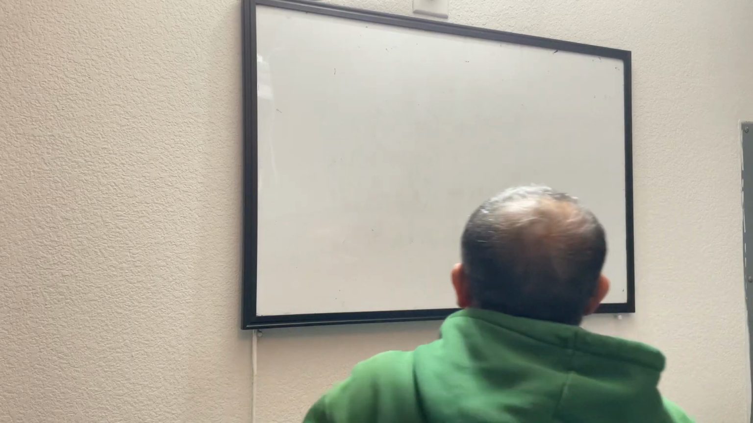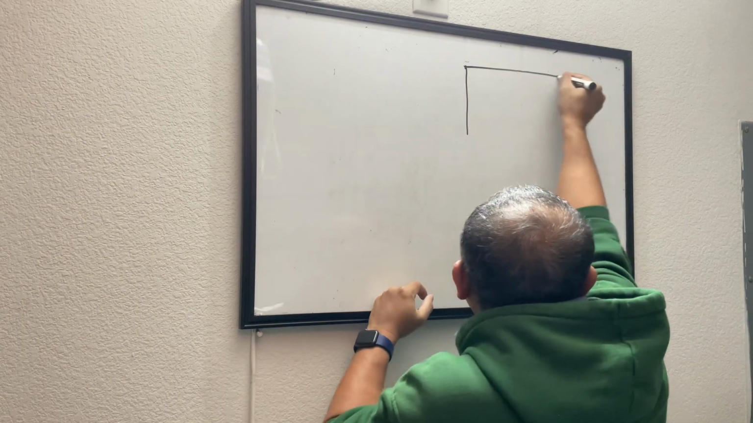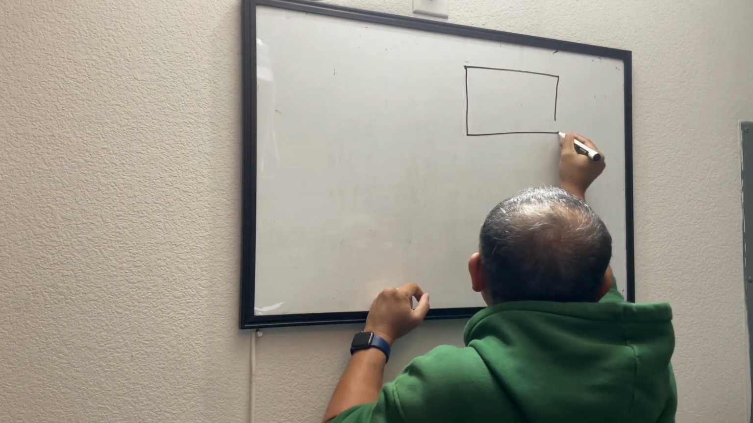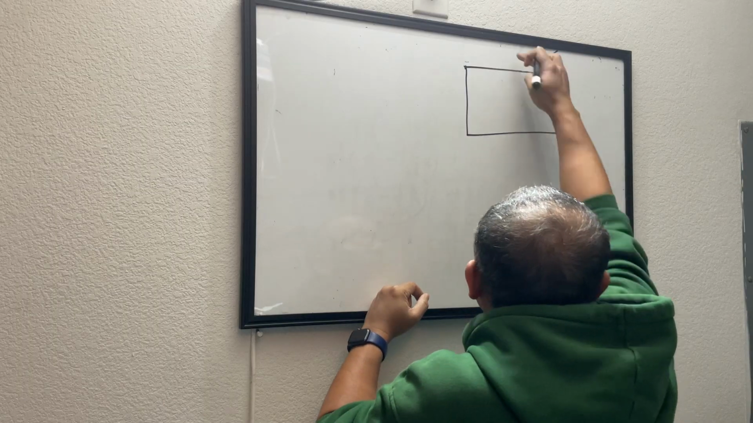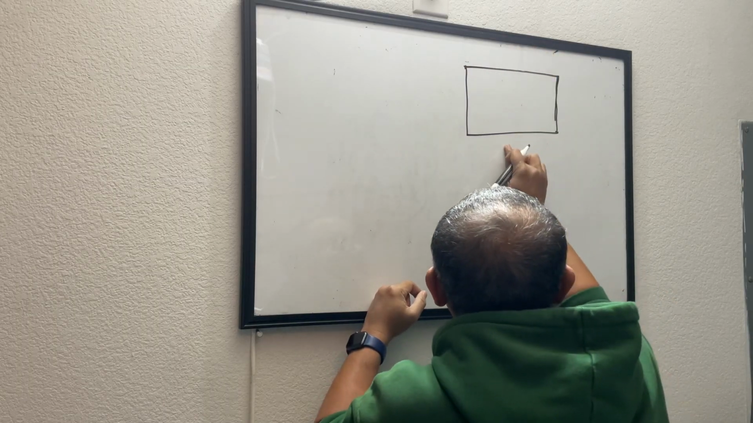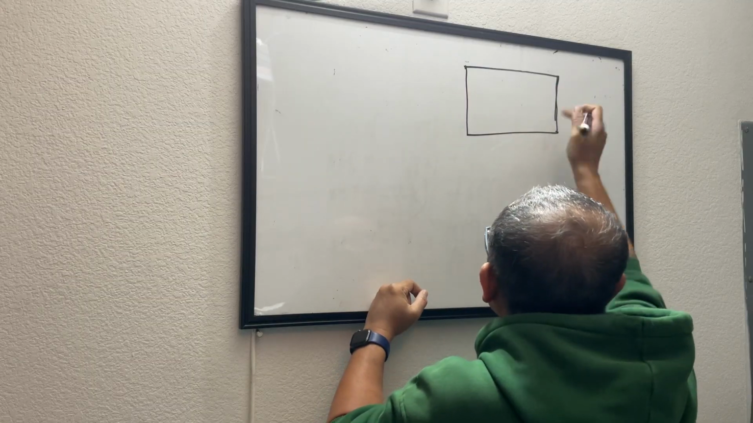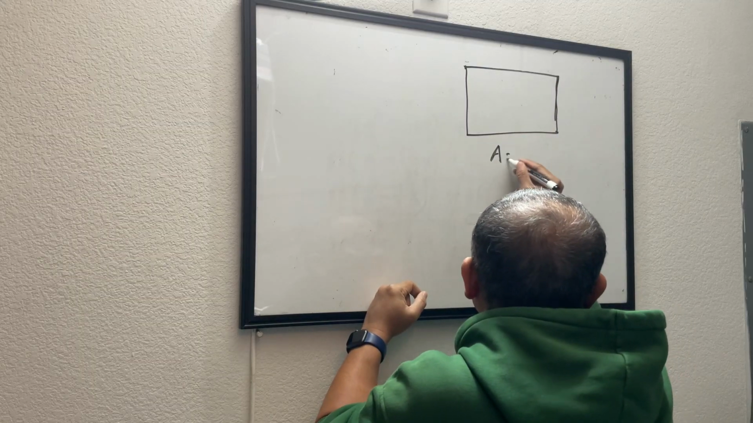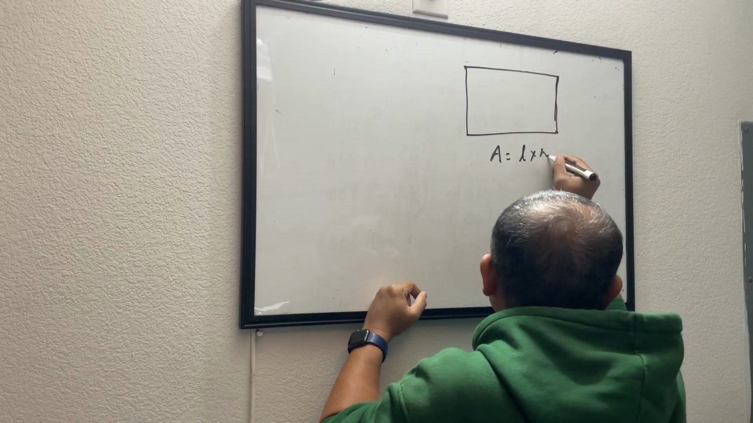So in yesterday's class we talked about if you have a rectangle, what do we know what rectangle is? It has opposite sides equal and parallel. So this side and this side will be equal, this side and this side will be equal. And area of a rectangle is length times width.